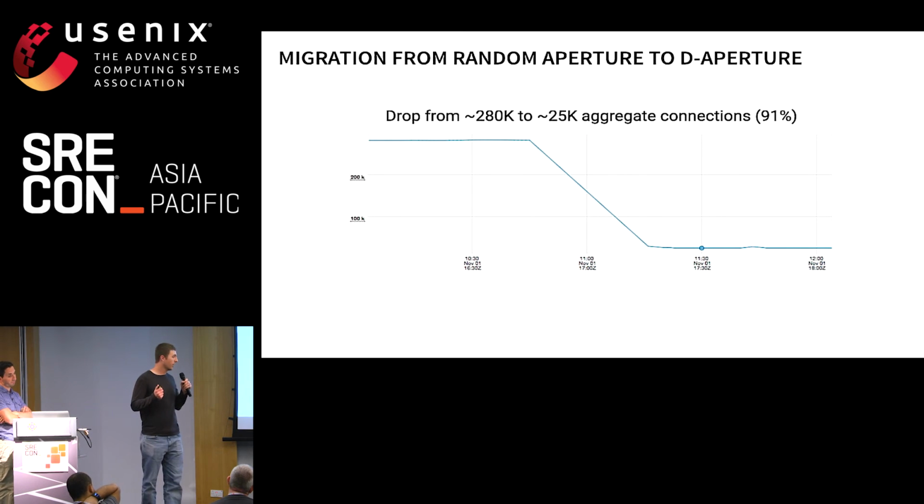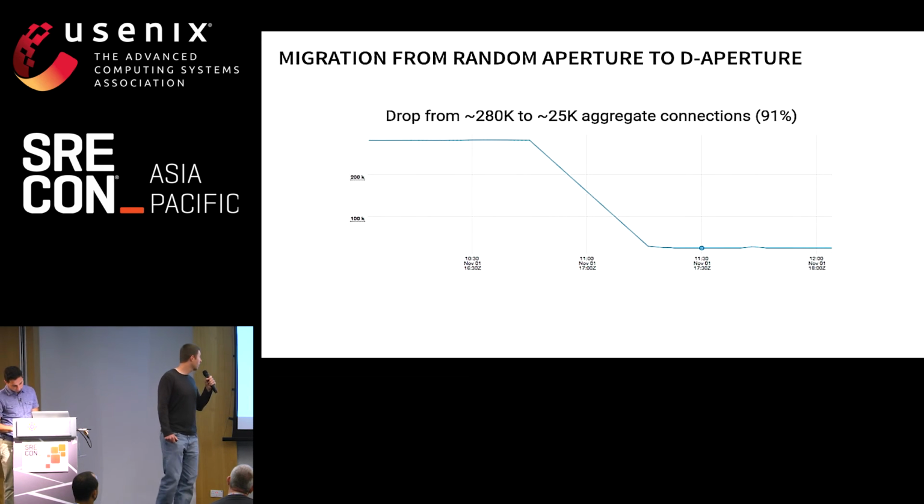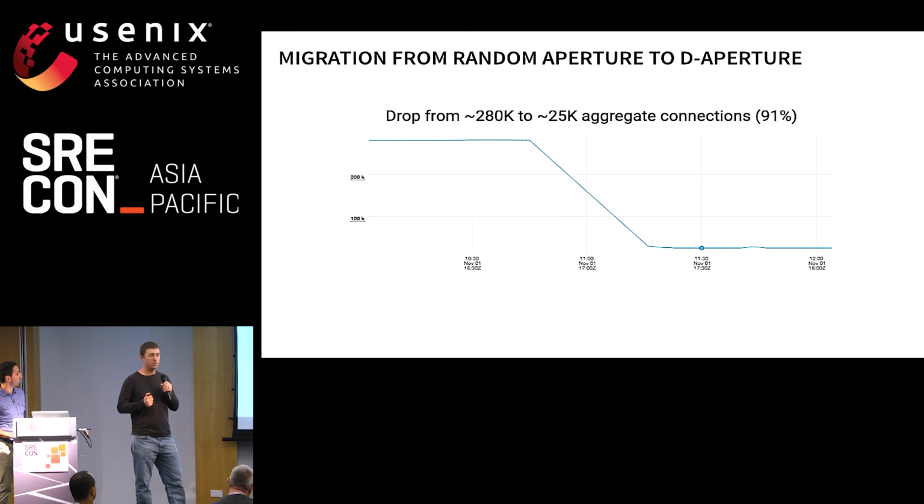So let's look at the number of connections. Random aperture was developed so that we could reduce the number of connections in scale clusters. But we can see that we've been able to reduce it by even more by using this deterministic aperture implementation. Before the rollout, this cluster talking to the backend cluster had roughly 280,000 connections, and we were able to drop it to 25,000, or a savings of about 91%.